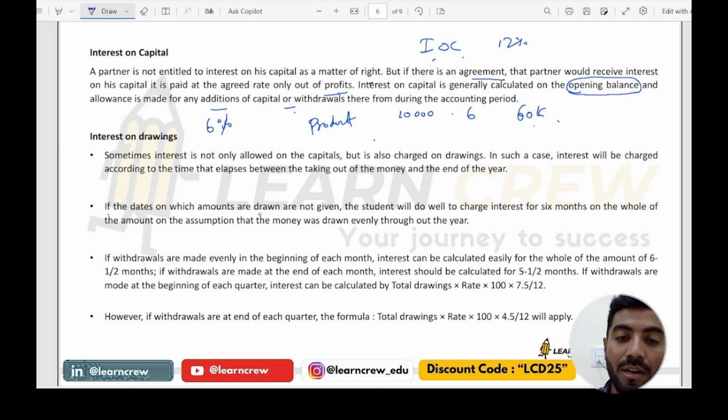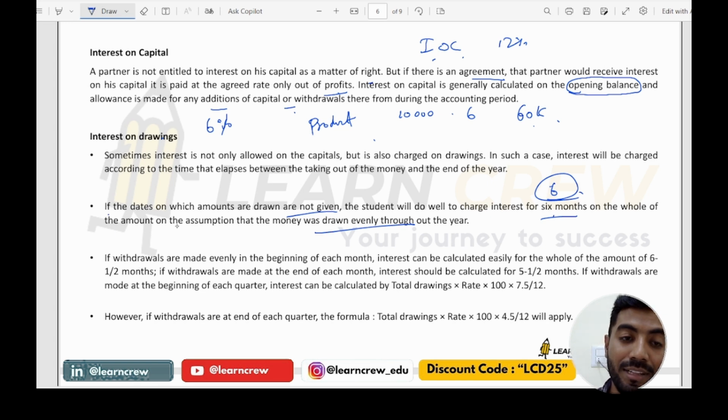If the dates on which the amounts are drawn are not given, the student will do well to charge interest for 6 months on the whole of the amount, on the assumption that the money was drawn evenly throughout the year. So when the question says nothing, just take 6 months. That is the assumption to be made, and interest is charged only for 6 months.